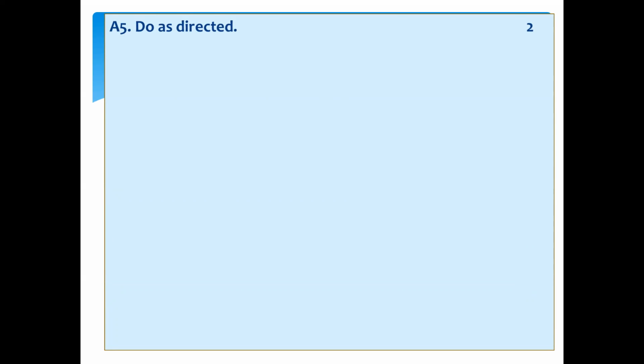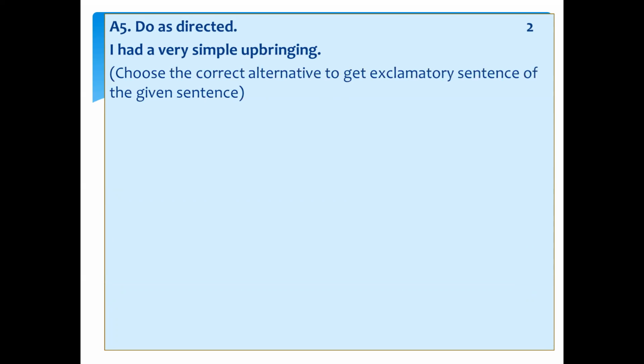Activity A5: Do as directed. It is for 2 marks and it is based on language study. First sentence: I had a very simple upbringing. Choose the correct alternative to get the exclamatory sentence of the given sentence.